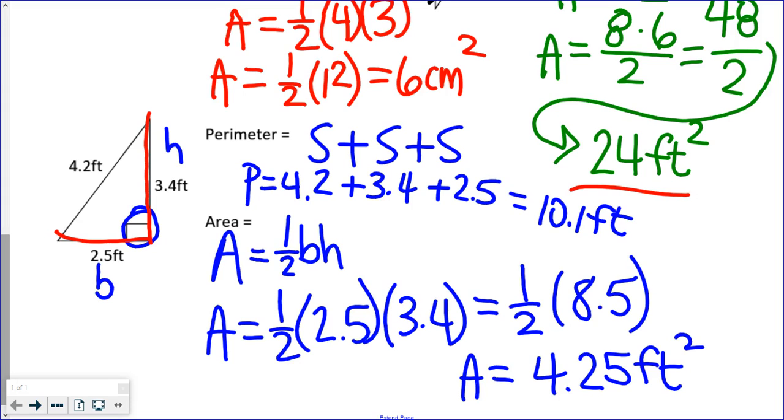Tomorrow, we're going to be looking at what happens when you have a triangle that is not a right triangle, so you can't as easily see what the height is. And we're going to talk about what to do in those situations. And then we are also going to be practicing some more right triangle practice for perimeter and area. So make sure that if you have any questions, you bring them to class tomorrow. And I'll see you in the morning.